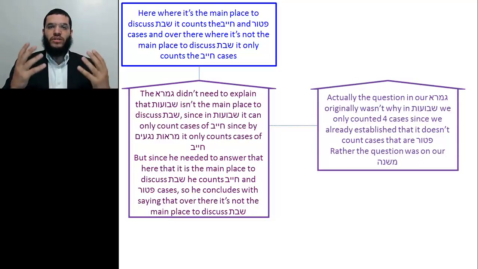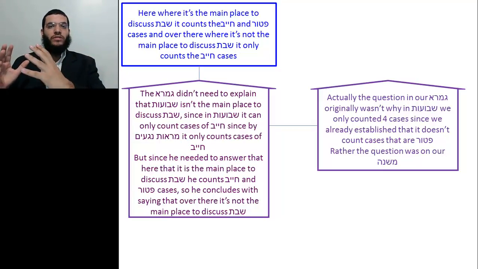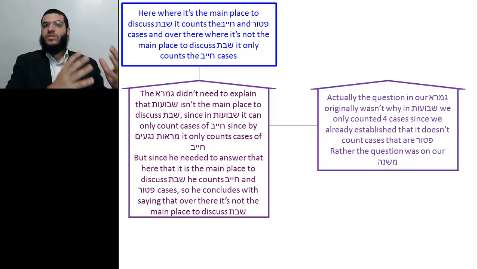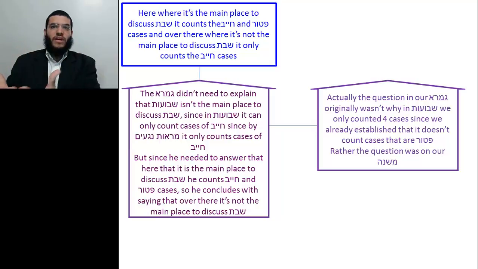Now that we presented this information, Tosfos says the truth of the matter is that the original question in our Gemara is not what it might have seemed to be. When we began our Gemara, it would seem to be that the question was, how come here it counts 8 and there it counts 4? What does it seem the question's on? It seems the question's on Masechta Shavuos. Here it says 8. How could the Mishnah Masechta Shavuos say that there's 4?